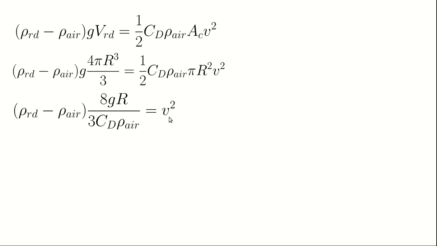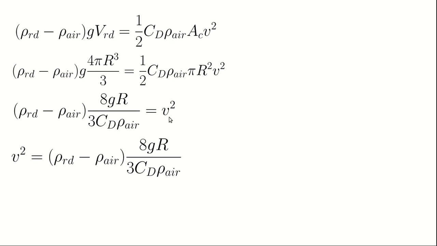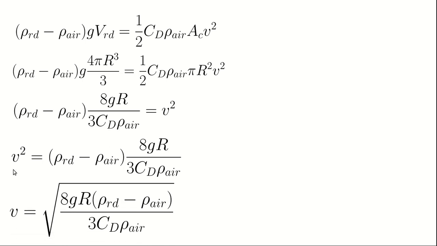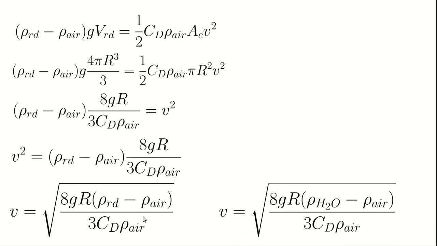So at this point we can make v the subject of the formula, and we have this rearranging. Okay, so v becomes the square root of this entire expression, and our density of raindrop, which is the same thing as water, can be written as this expression, and that takes care of everything.